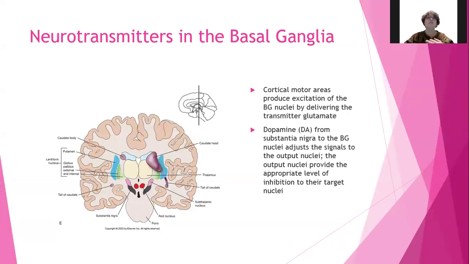So there are a lot of neurotransmitters that are created in the nuclei of the basal ganglia. The cortical motor areas produce excitation of the basal ganglia nuclei by delivering the transmitter glutamate. And remember, we said that was the major excitatory neurotransmitter in the central nervous system. Dopamine, which is made in the substantia nigra, pars compacta, which is right near the basal ganglia nuclei, serves to adjust the signals to the output nuclei. So the output nuclei provide the appropriate level of inhibition to their target nuclei.